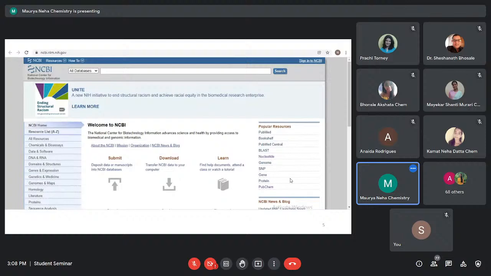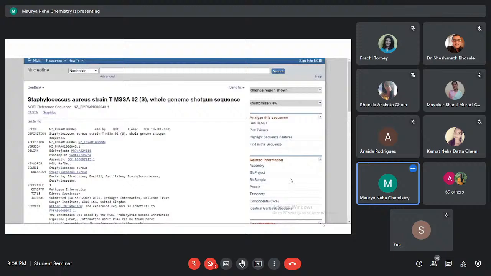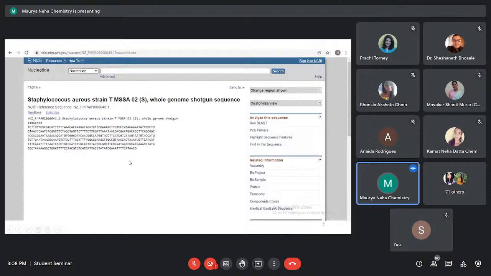example, which is the Streptococcus aureus strain T, just to show how the database gives the information. So the moment you enter the name of any organism or whatever your topic is in the search tool, it gives the accession number, locus, information about the species, the nucleotide. And the moment you click on FASTA, it gives the entire nucleotide sequence of that organism.